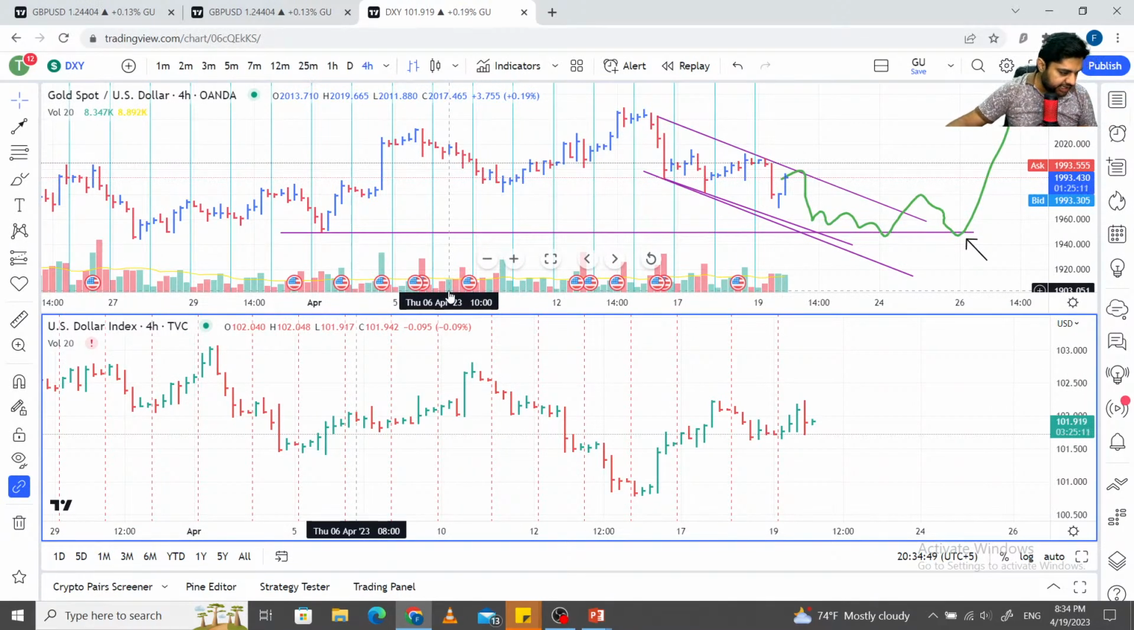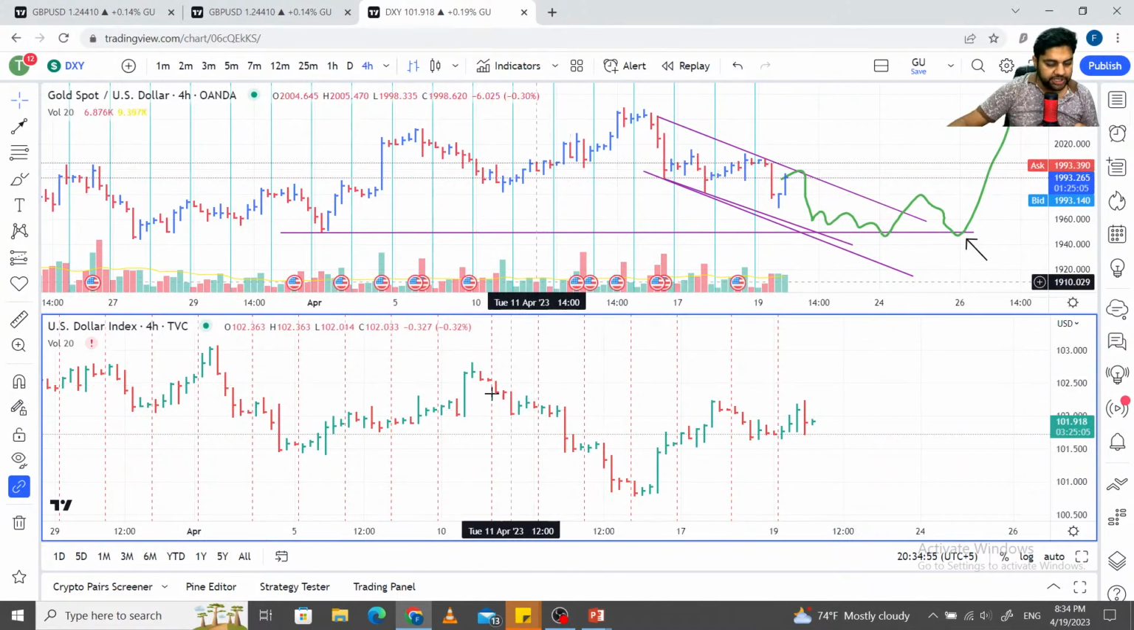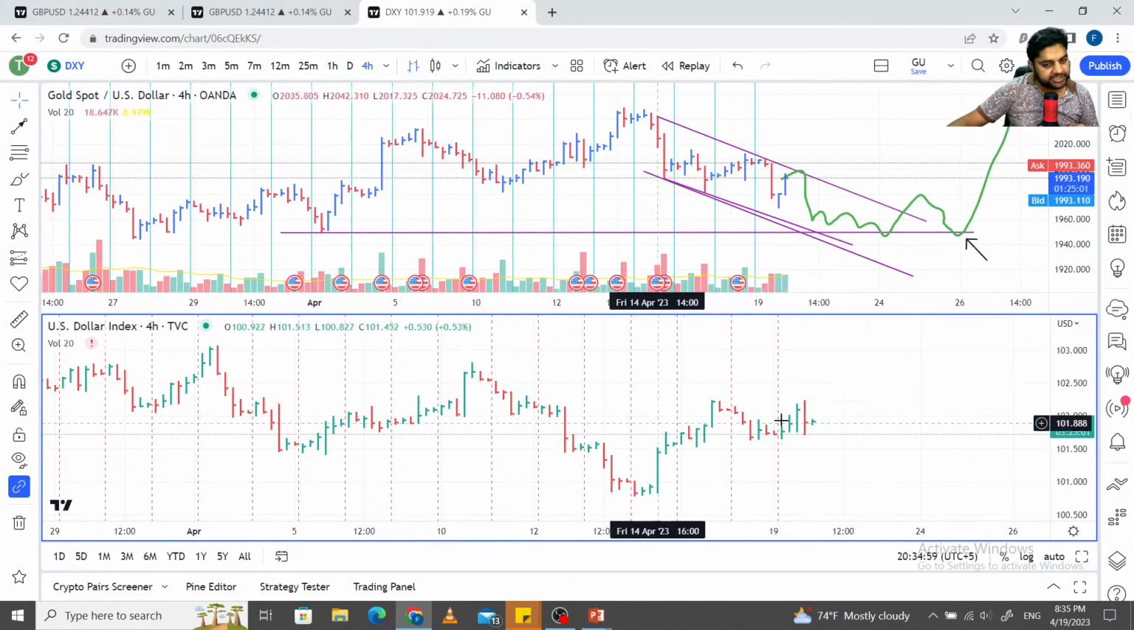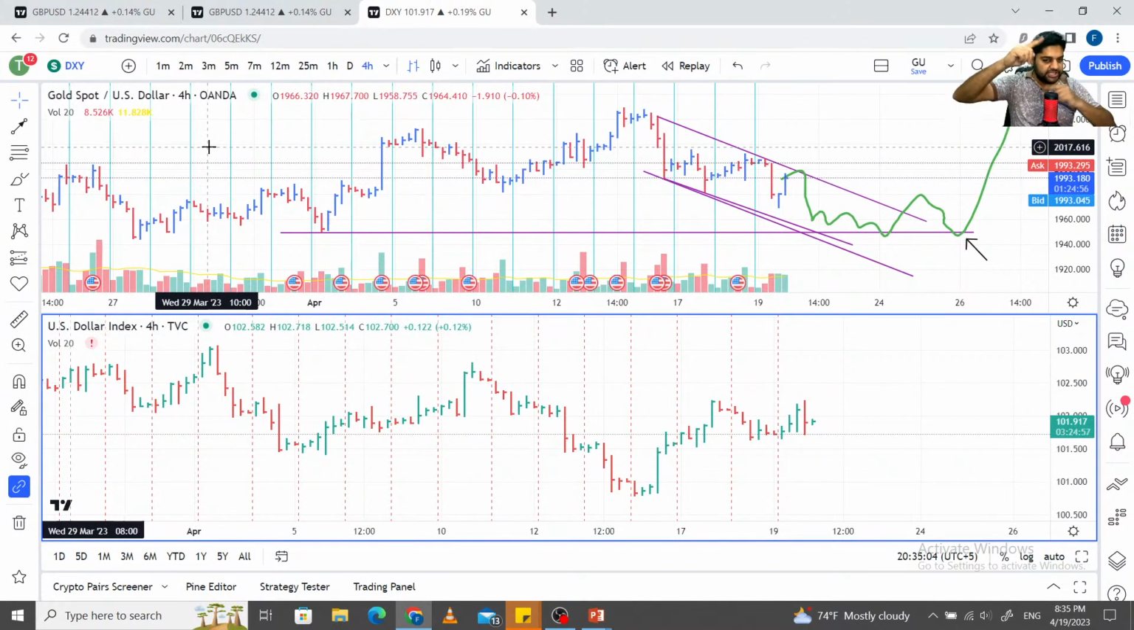If you want to analyze the dollar, then go to the Dixie index, which is this one, DXY, and also analyze the gold market, because these two are opposite, the mirror image of each other.